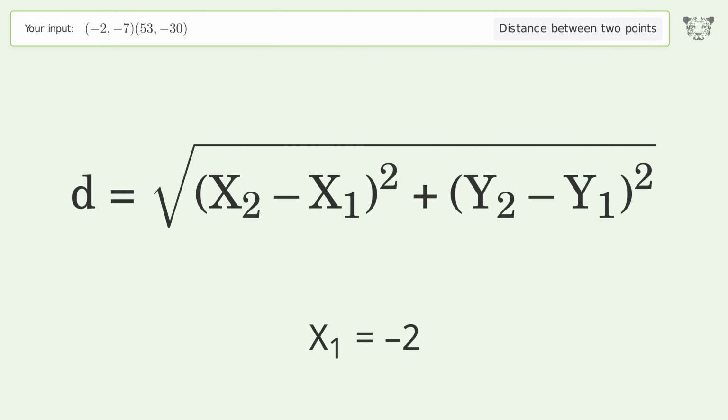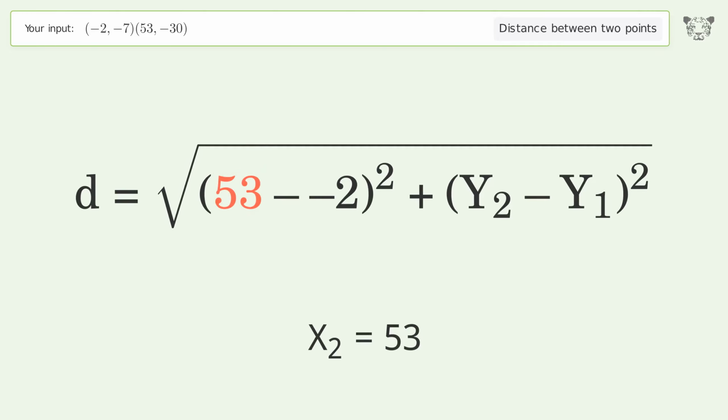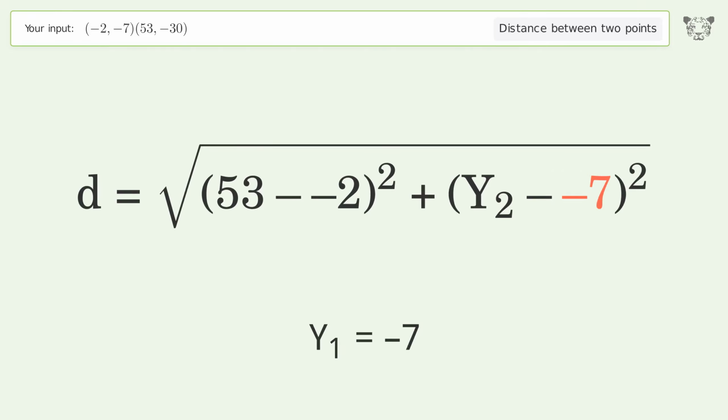x1 equals -2. x2 equals 53. y1 equals -7. y2 equals -30.